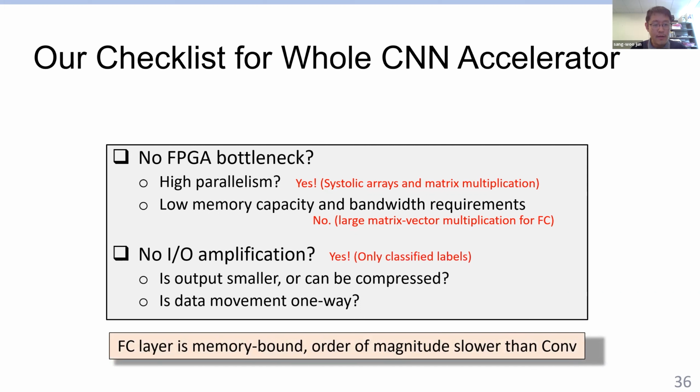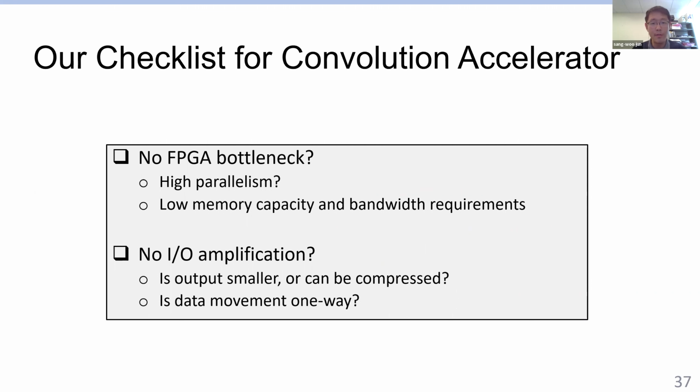The observation here is that the fully connected layer is almost entirely memory bound, especially with the low memory bandwidth on the near storage accelerators, meaning given the same chip resources, we do suffer order of magnitude slower performance than convolution layers. So what would happen if we only offload the convolution layers into our accelerator? Do we have no FPGA bottleneck?